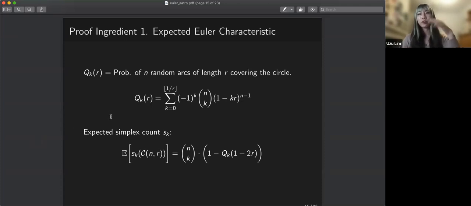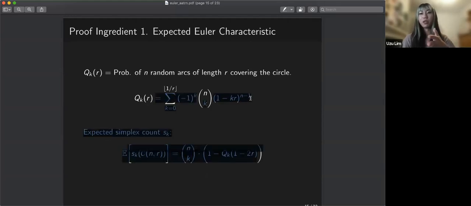This goes in kind of reverse to how the reasoning goes. So you start with this QNR, which is the probability of n random arcs of length r covering the circle. So you have randomly spaced arcs covering the circle, and it's given by this formula.